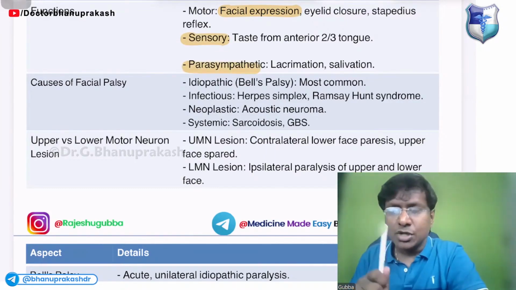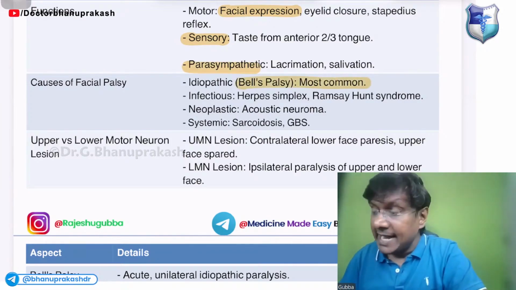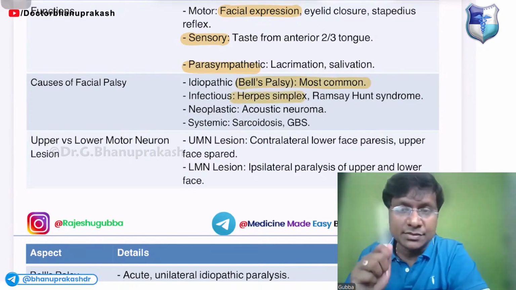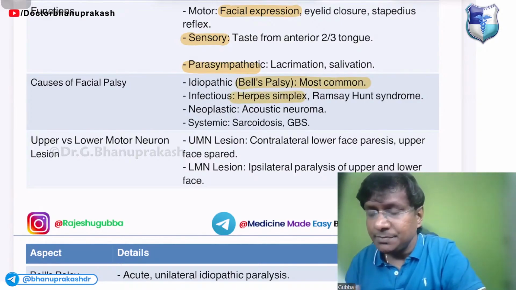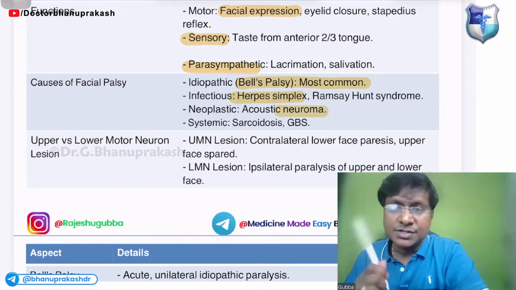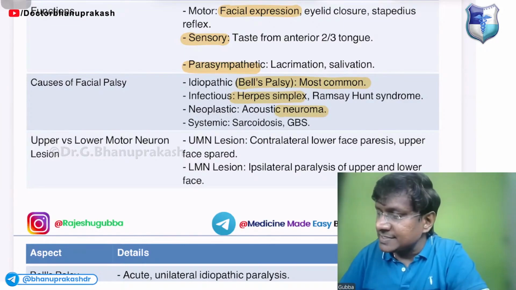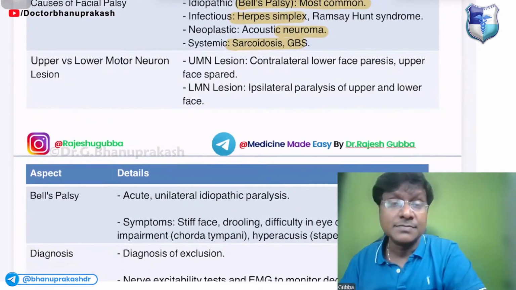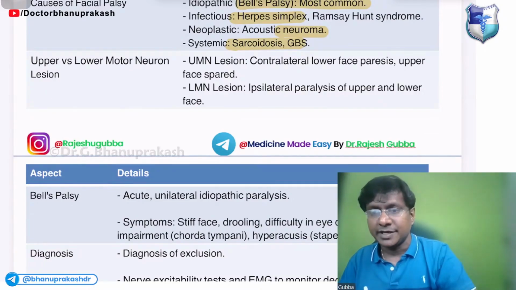What is the most common cause for facial nerve palsy? Bell's palsy. And viral infections that can cause facial nerve palsy will be herpes simplex infection and Ramsay-Hunt syndrome. And we have malignancies which can cause facial nerve palsy, that is acoustic neuroma. And some inflammatory pathologies that will be causing facial nerve palsies will be sarcoidosis, which is a non-caseating granuloma, and Guillain-Barre syndrome, which is an autoimmune condition.